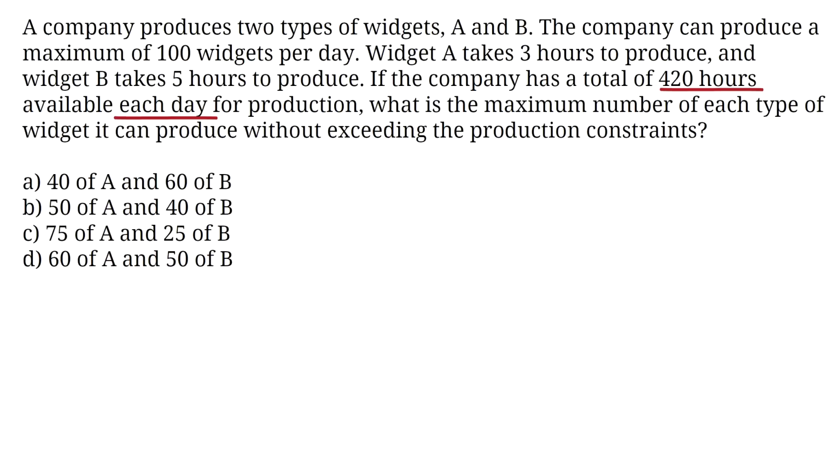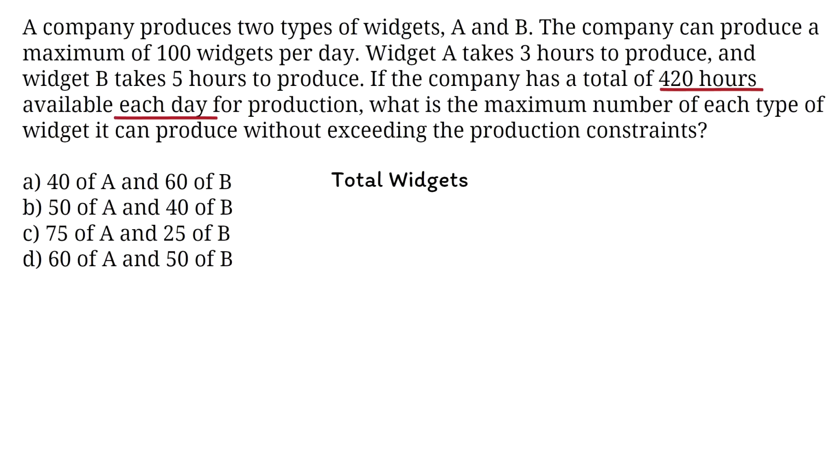Okay, let's solve it. This is a typical GED Math simultaneous equation word problem. This particular question is interesting, so please pay close attention. We have two widgets, so we need two equations to solve it. The first equation is the total widgets. The company can produce 100 widgets per day.